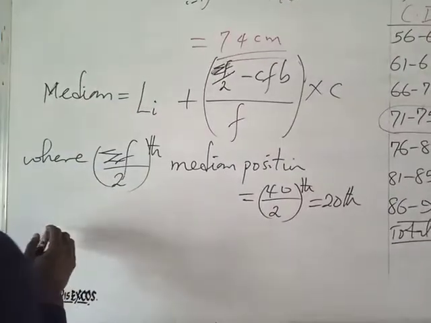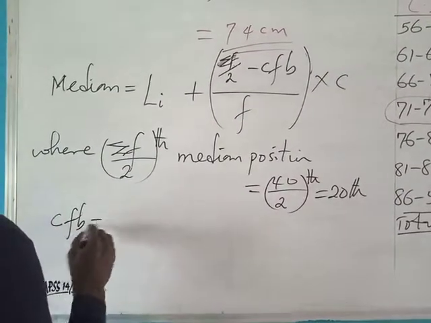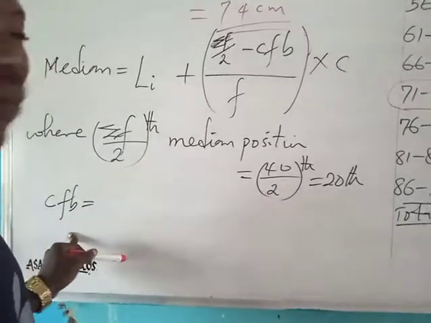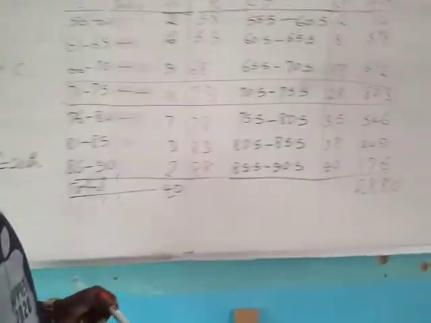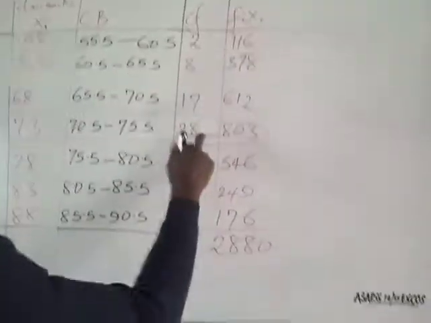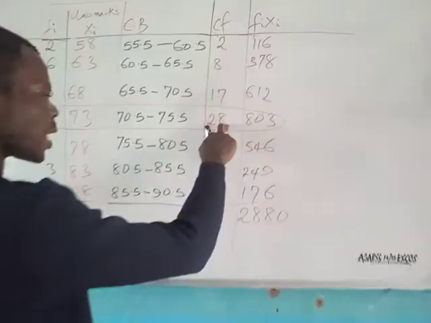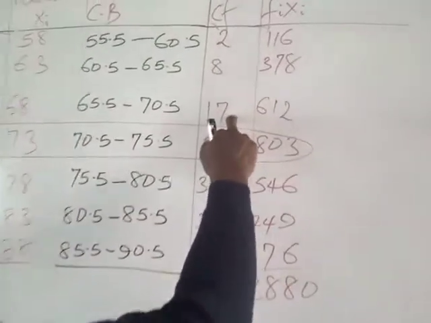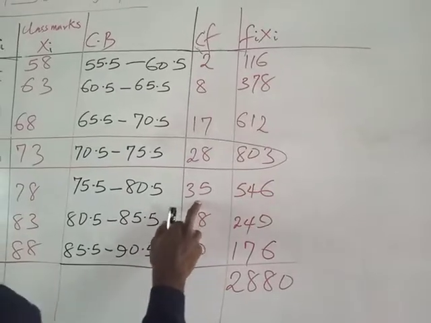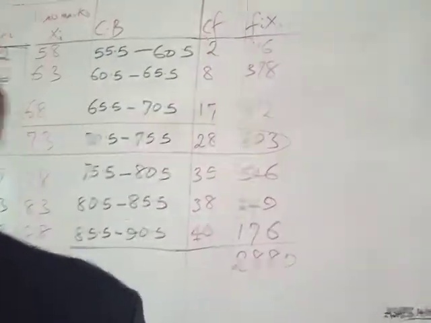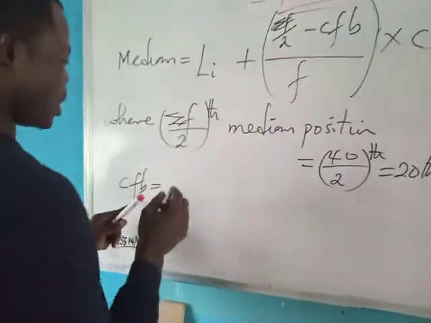So from there, we can easily find our CFB. CFB means cumulative frequency before the median class. So this is the cumulative frequency of the median class. This is the cumulative frequency before the median class. And this is the cumulative frequency after the median class. So that's what that stands for. So our CFB will be equal to the cumulative frequency before the median class, which is 17.